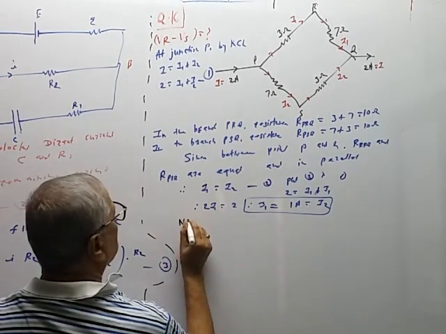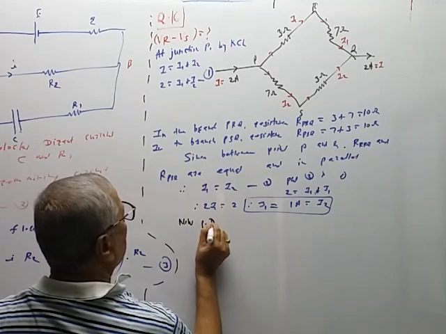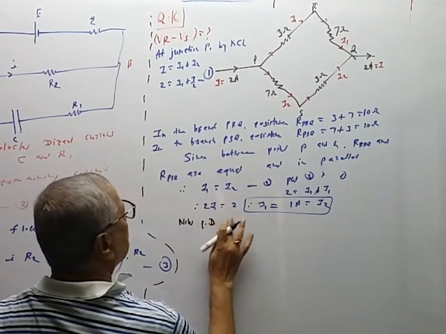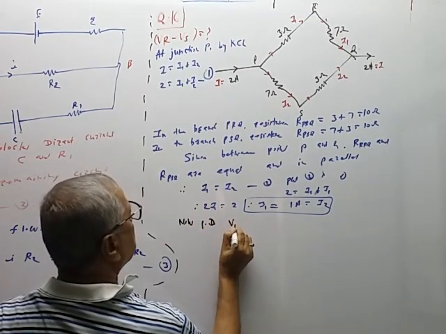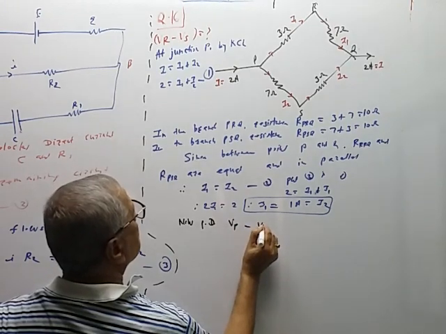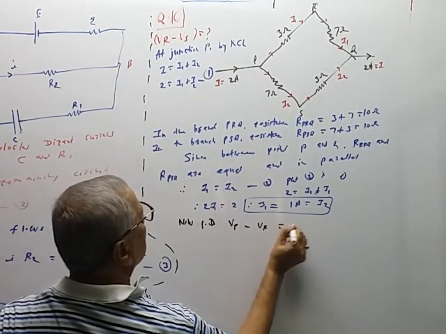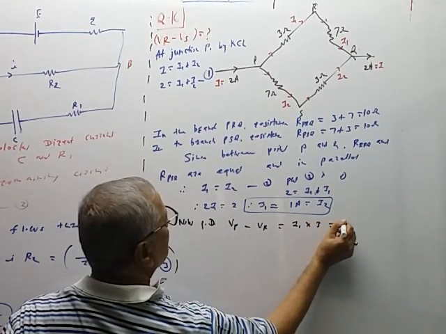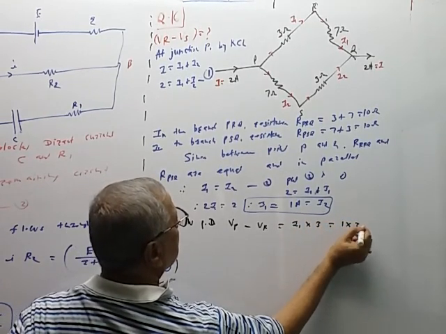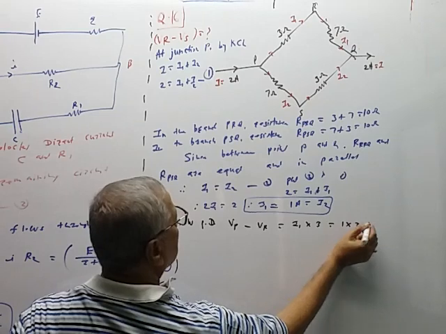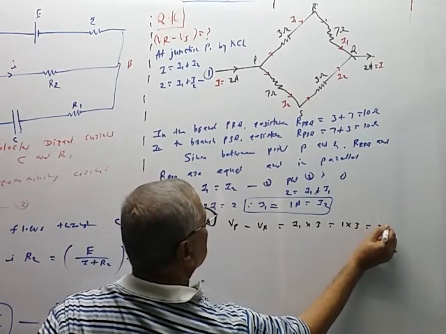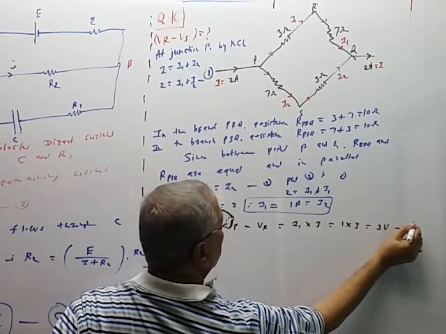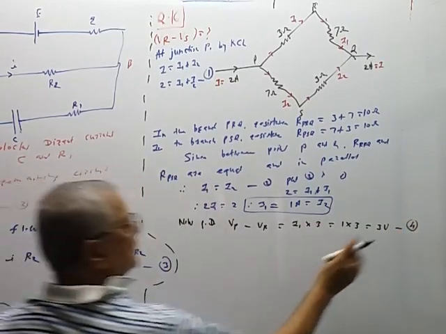Now potential difference Vp minus Vr is equal to I1 multiplied by 3 ohm. So 1 multiplied by 3, that is equal to 3 volt. Say this is equation 3.